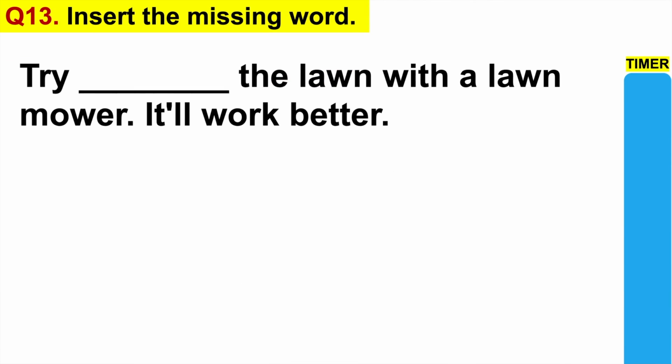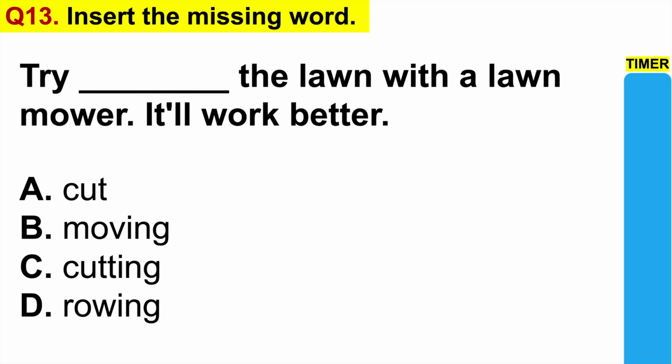Well done. Question 13, a different one. Try blank the lawn with a lawnmower, it'll work better. A, cut, B, moving, C, cutting, D, rowing. Put your answer in the comment section below the video. Here is the timer.